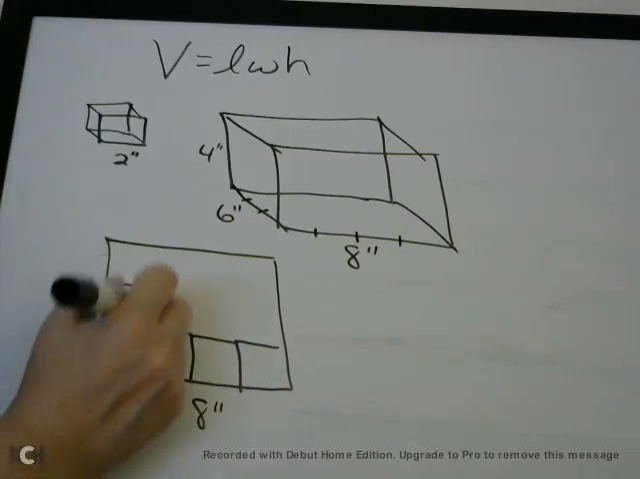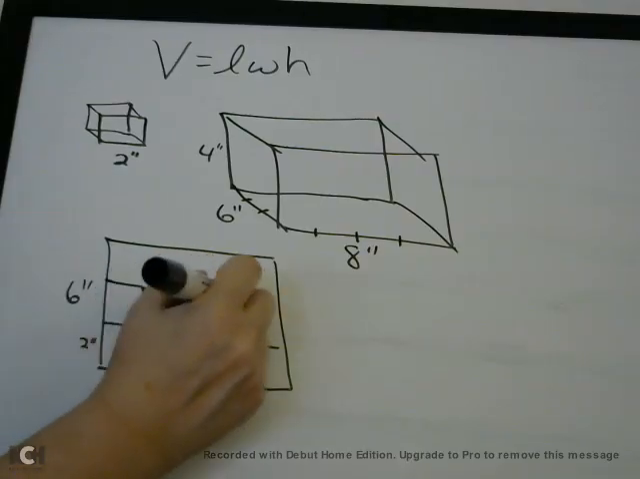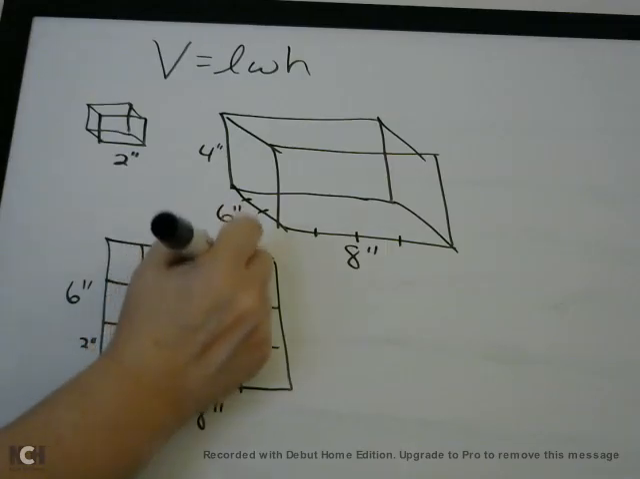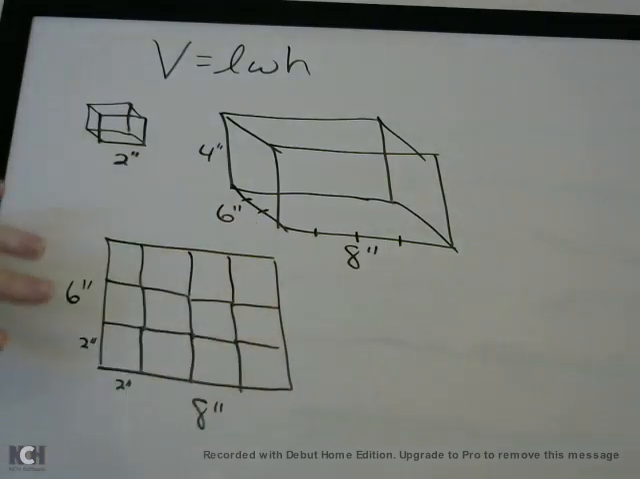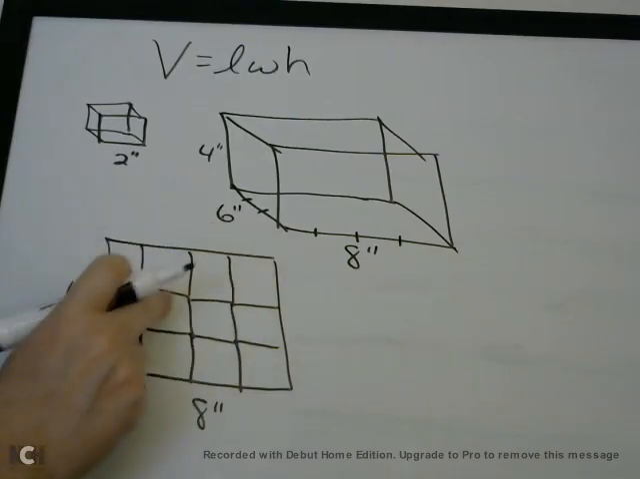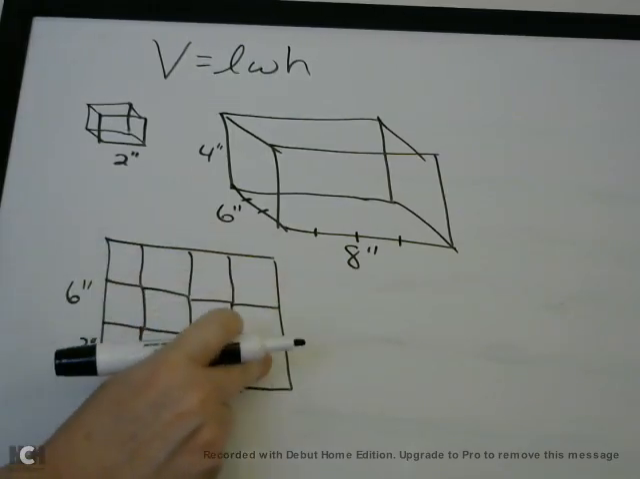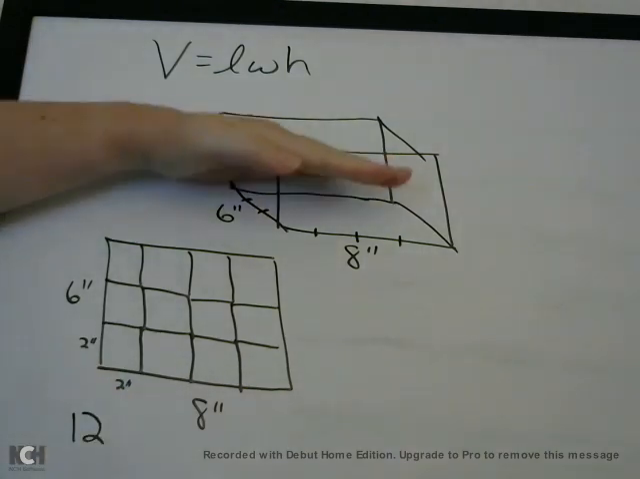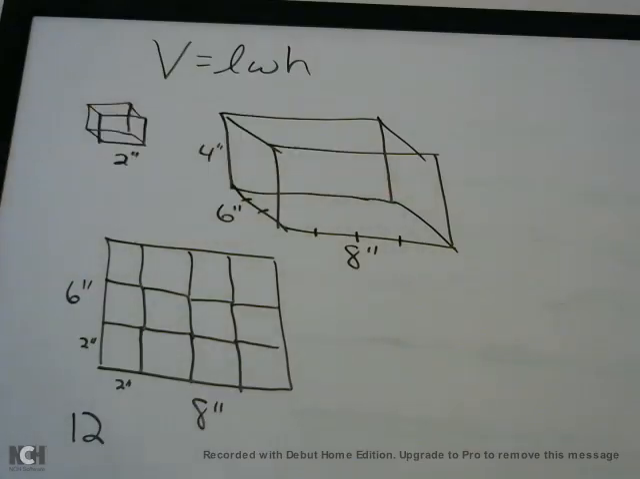And then we can do the same for the next row, and then we can do the same for the third row. So we're looking down into the toy box, and we have 1, 2, 3, 4, 5, 6, 7, 8, 9, 10, 11, 12. We can fit 12 blocks on the bottom of the toy box. So that's 1 row of blocks on the bottom.